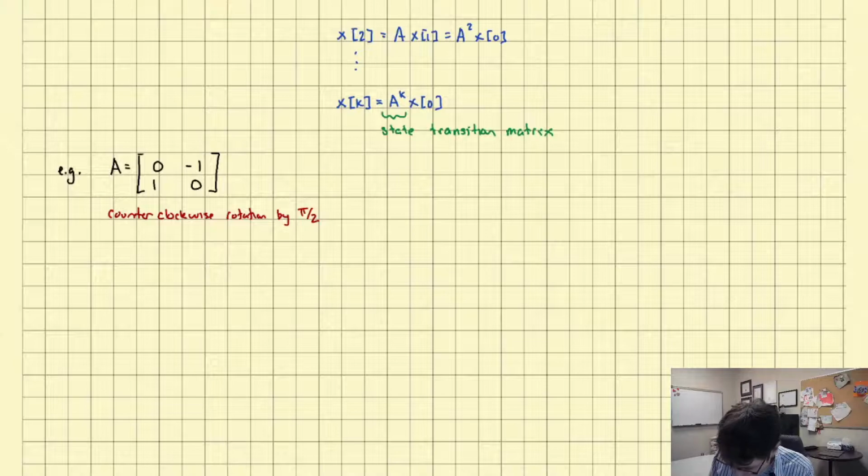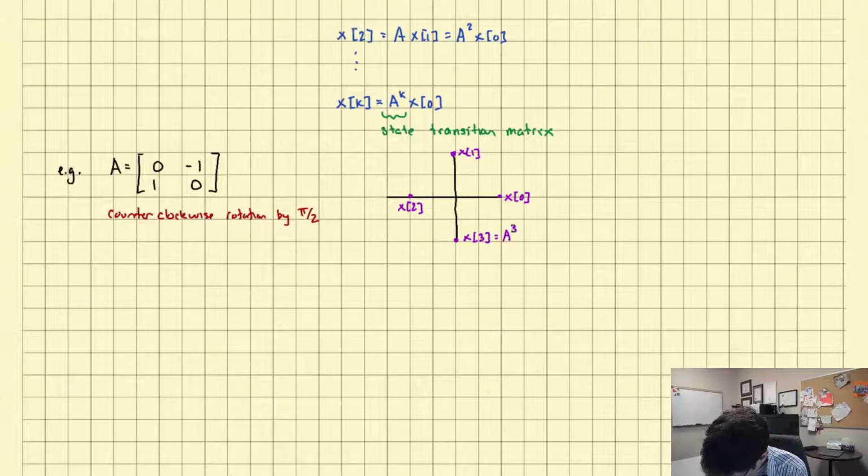Okay, and if we were to look at the state, if we pick an initial condition and we run it through that system, what does it do? Well, say this was our x0. Well, x1 will be here, x2 will be here, x3 will be here, and so on. So the state transition matrix sort of is telling you how the state is transitioning as time advances.